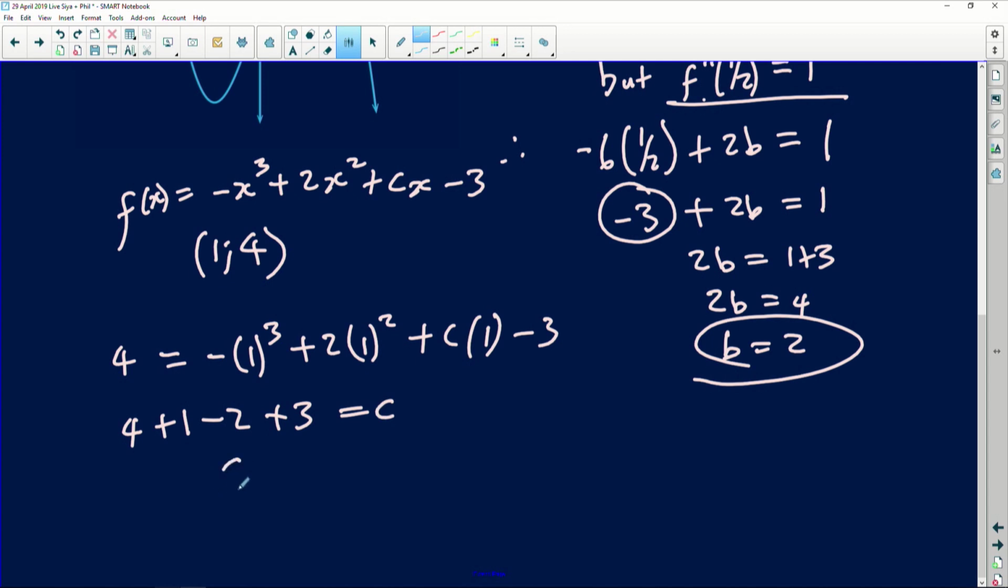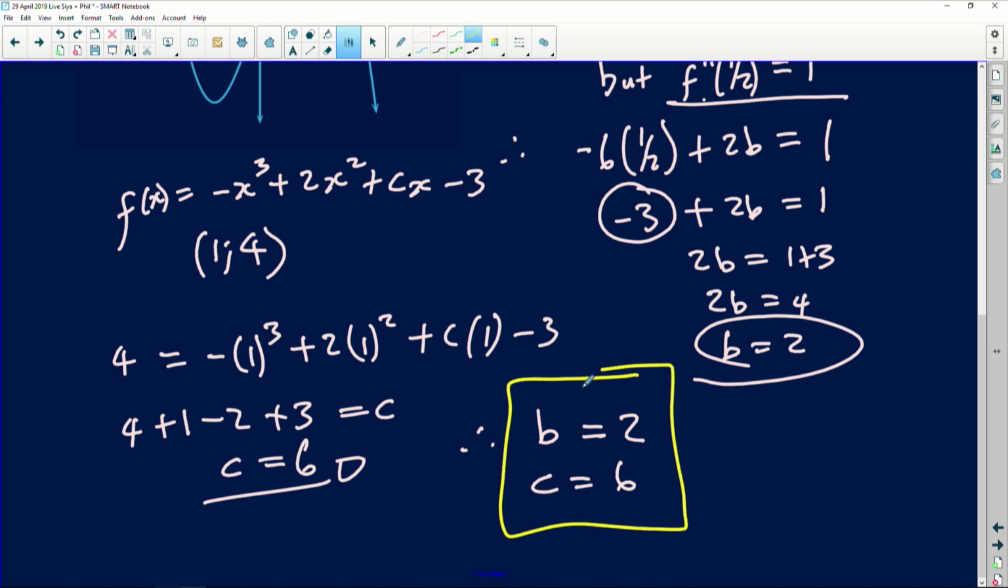You can always represent it as C is equal to. Working this out, I have 4 plus 1, which is 5, minus 2 is 3, plus 3 is equal to 6. Therefore, you then conclude B is equal to 2, C is equal to 6, because that's what we wanted you to do. So this will be my final answer for this question.